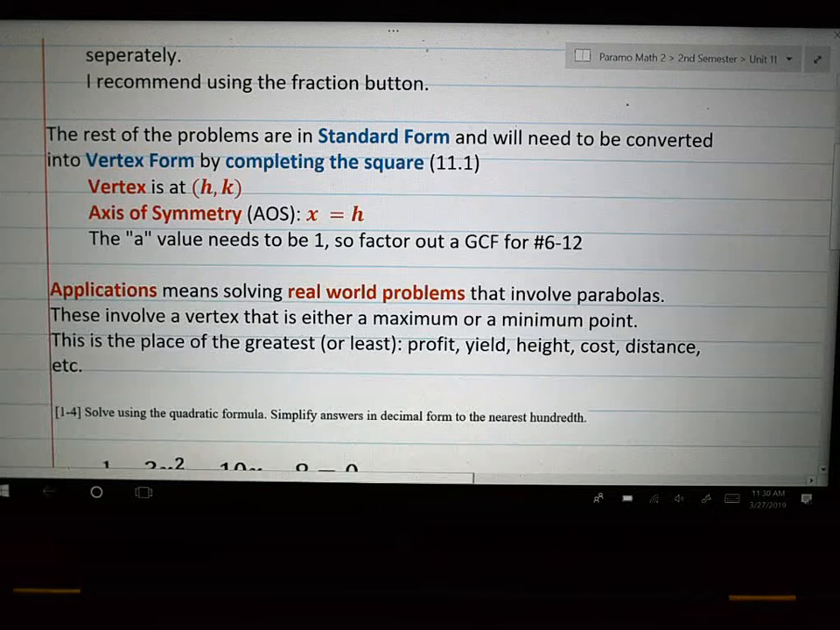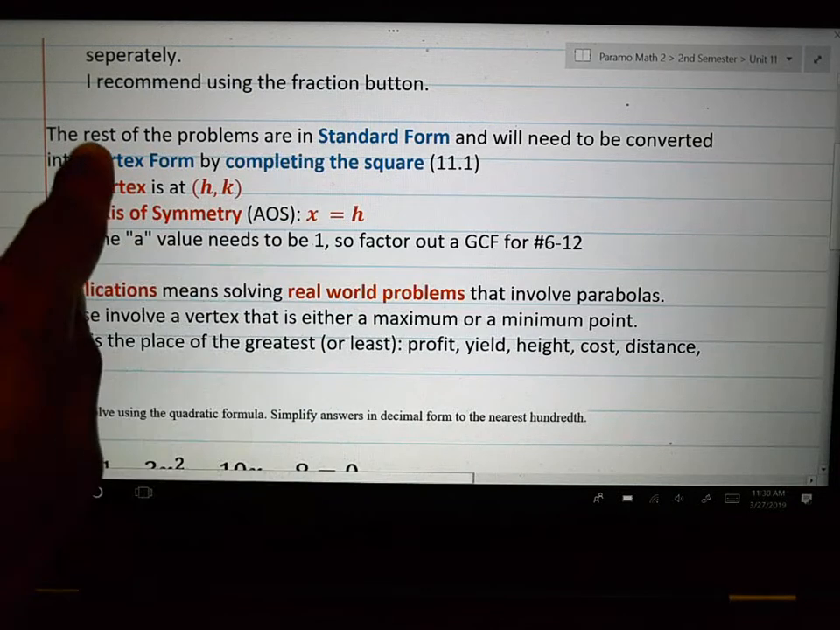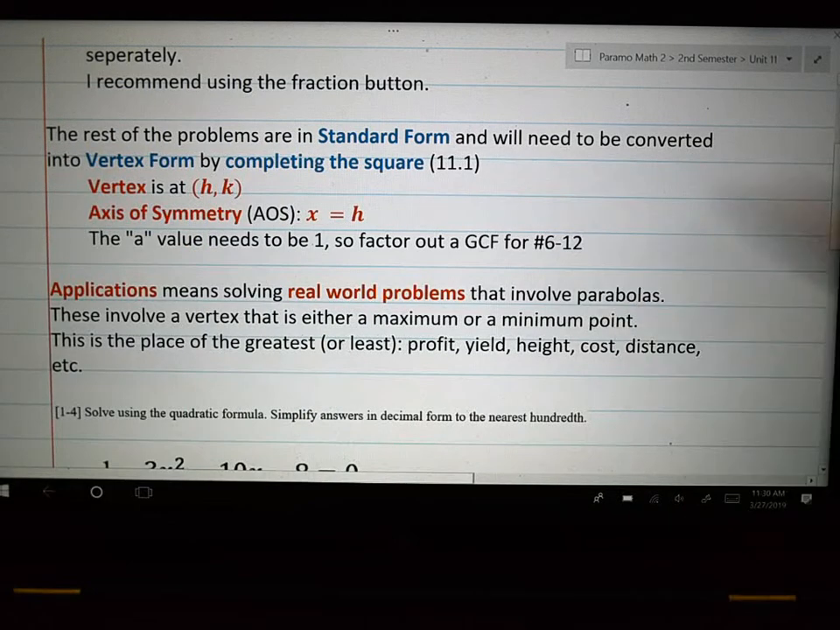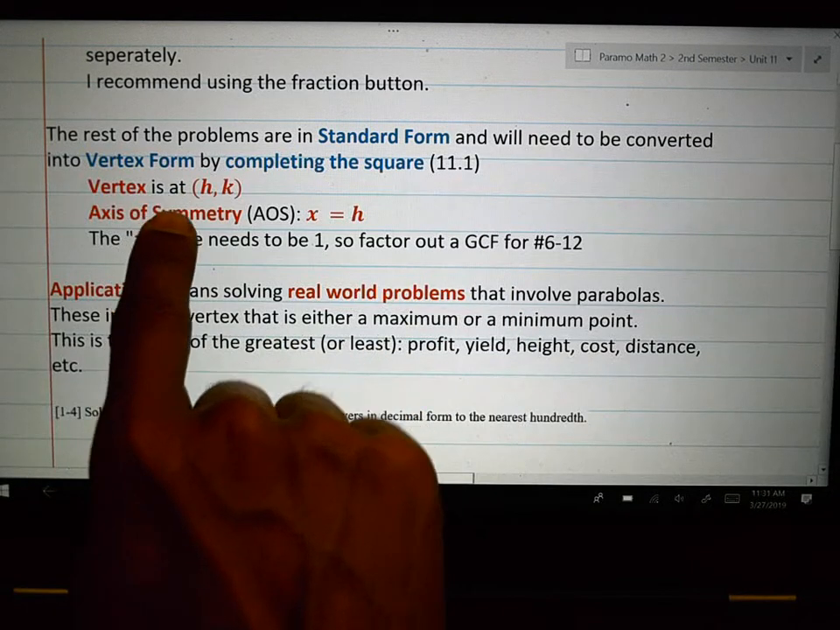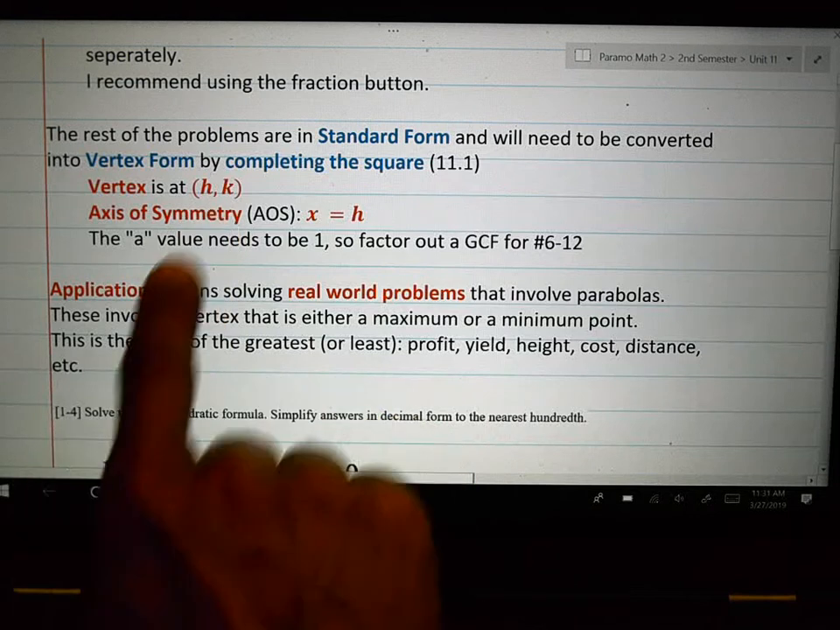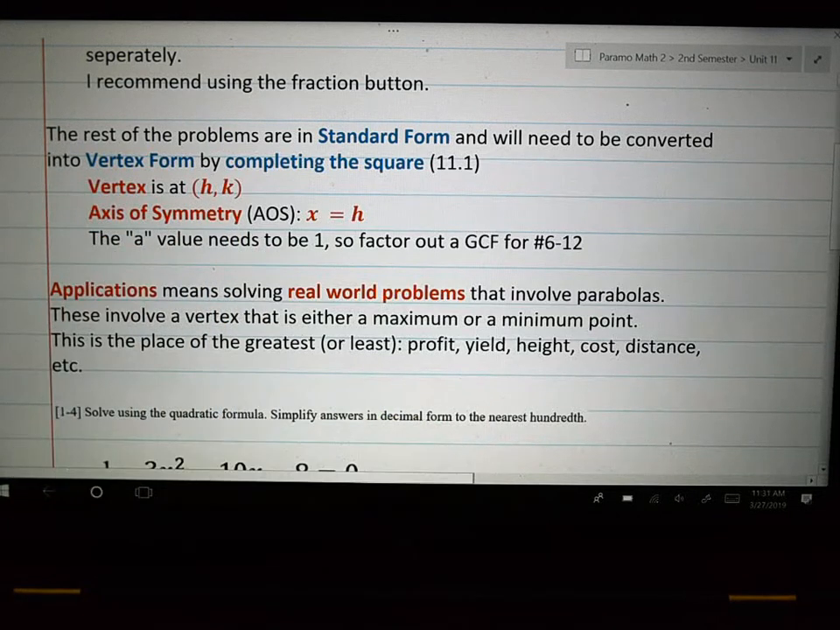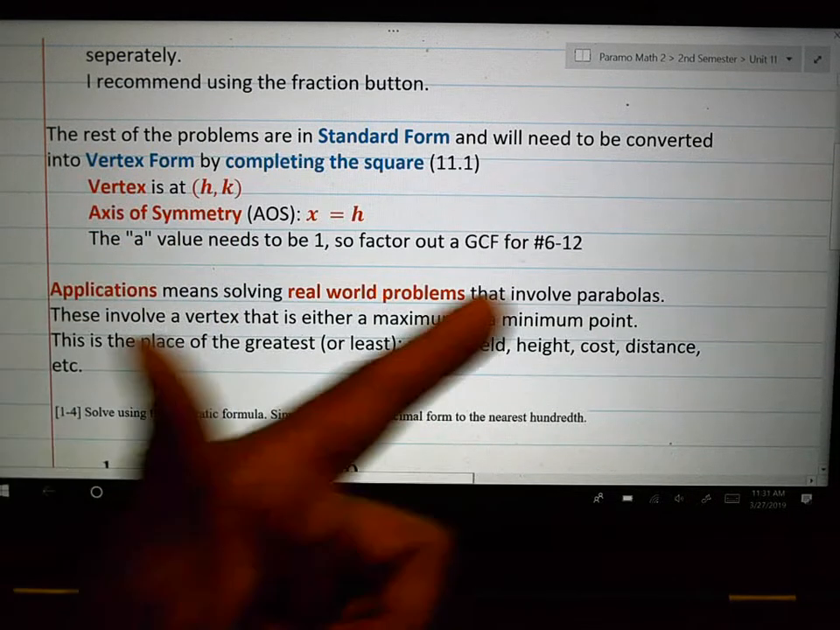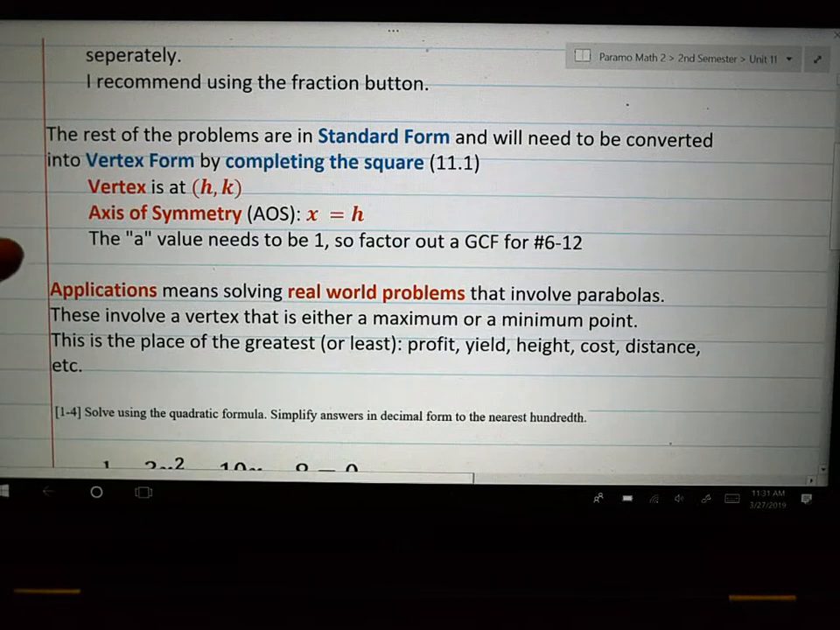After that, questions 5 through 12 are all going to be questions that are in standard form, and you need to convert them into vertex form by completing the square, which comes from 11.1. Couple reminders that come from chapter 10. The vertex is opposite sign in (h, k), and the axis of symmetry is x equal to h. And then 6 through 12, when you're completing the square, don't forget to factor out that GCF.